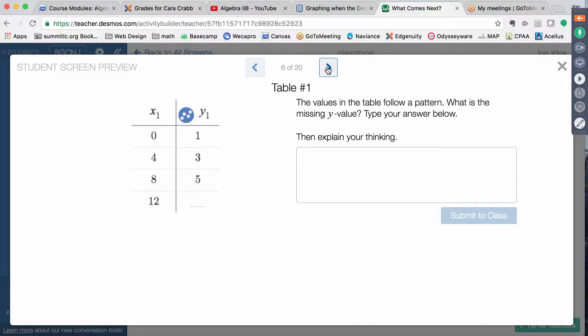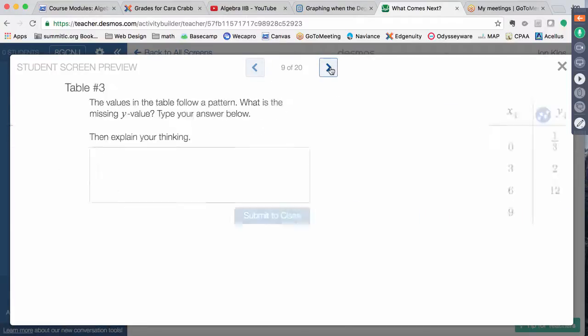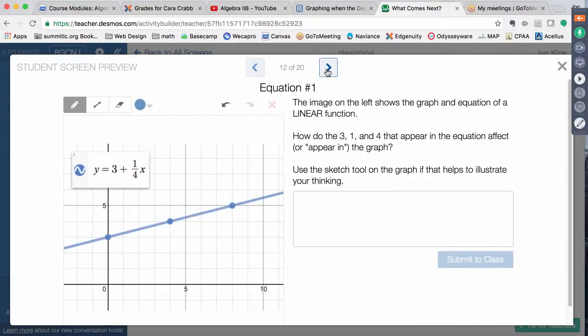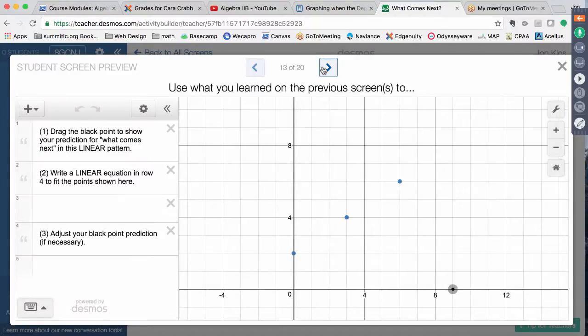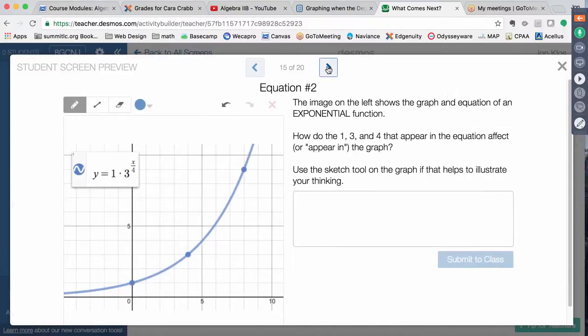Then you got some tables to fill out. What's the pattern? And then you can see so far we've been exploring graphs and tables of linear and exponential functions. Now we're going to look at some equations. Here's a line, and there's an equation of a line. On the next one, you're going to work with more linear stuff, coming up with equations.